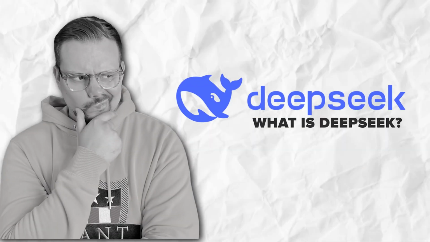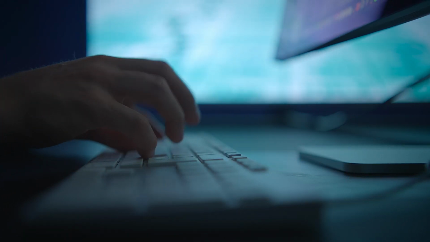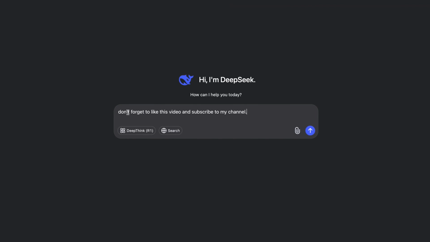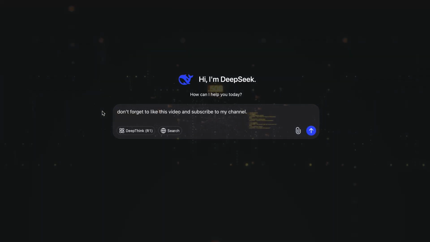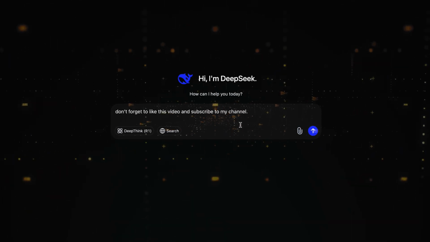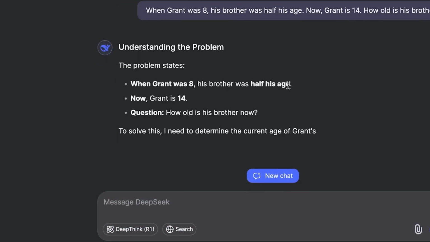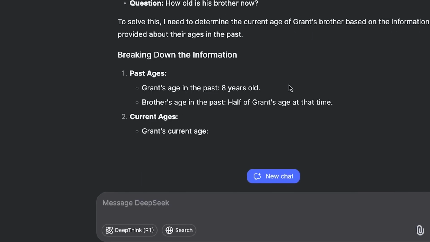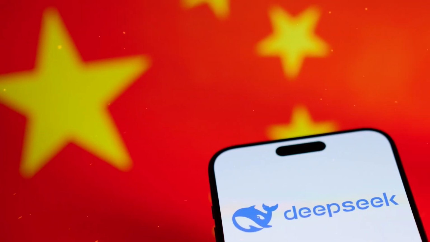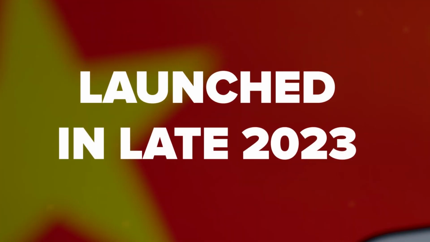What is DeepSeek? DeepSeek is an AI-powered tool designed to help people find information quickly and easily. Think of it like a super smart search assistant that understands what you're looking for and gives you accurate answers without making you dig through tons of results. Instead of just showing you links, it processes your question, looks at a bunch of data, and gives you a clear, direct response. It was developed by DeepSeek AI, a Chinese AI research company, and launched in late 2023.